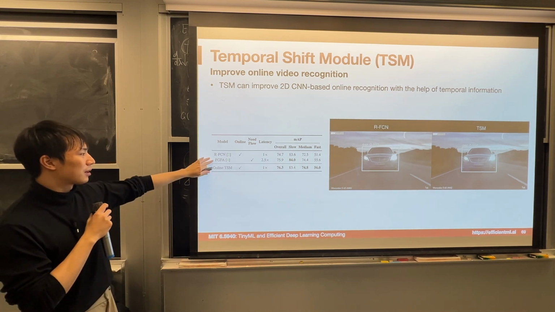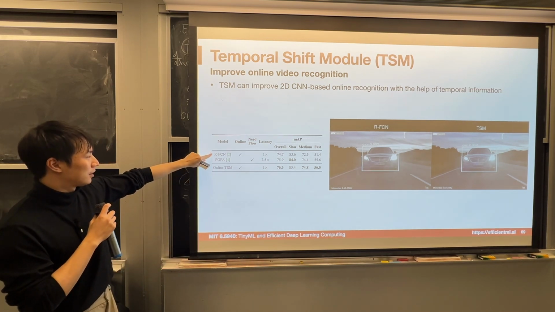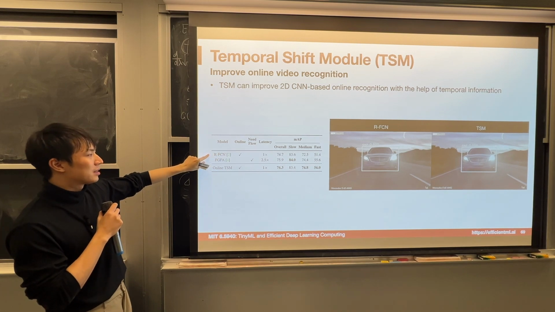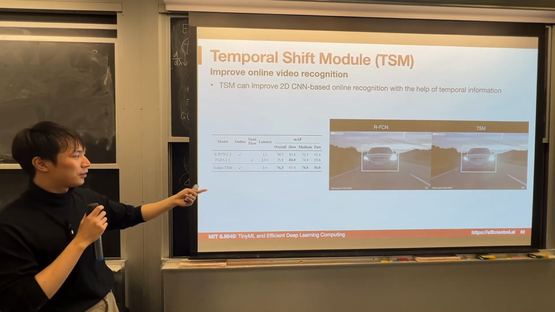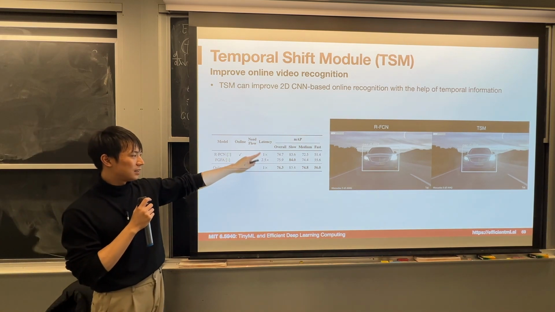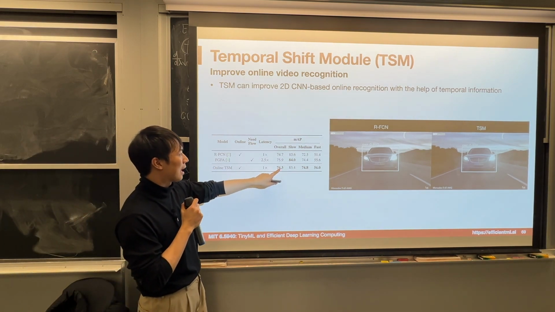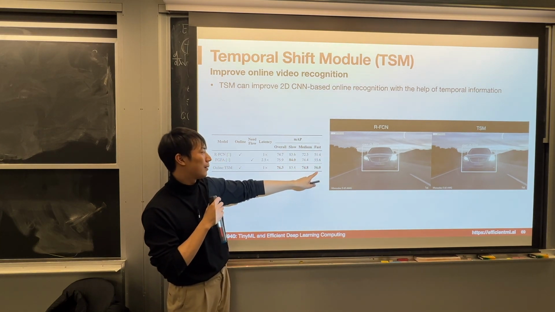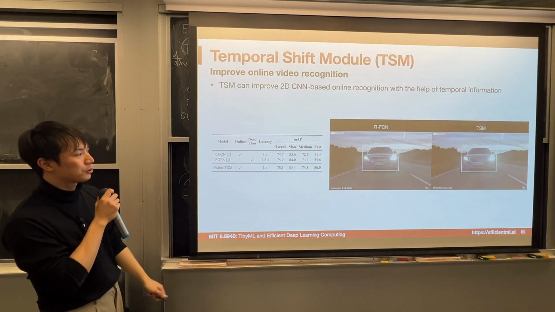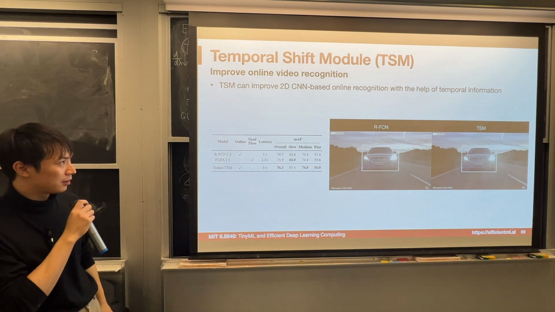So here is just some comparisons. This RFCN is a classic 2D baseline, and online TSM means that we are inserting the online version of TSM into it. So the latency is exactly the same. But for the mAP on different objects, when the object is moving very fast, we are able to significantly improve the detection quality because we consider temporal information.